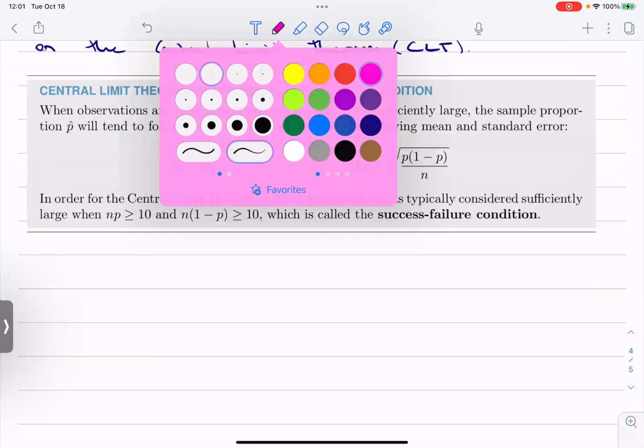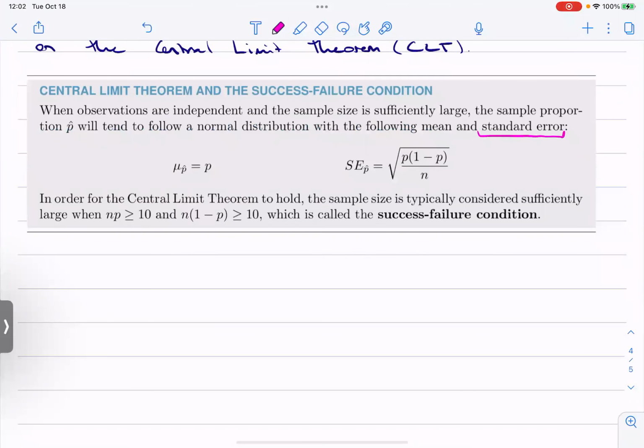First things first, the standard error is the standard deviation of a statistic, right? Before we were just talking about the distribution of single observations. But now I'm talking about the distribution of p hat. So now I call it the standard error instead, to emphasize that this is the spread for a statistic and not just an observation.